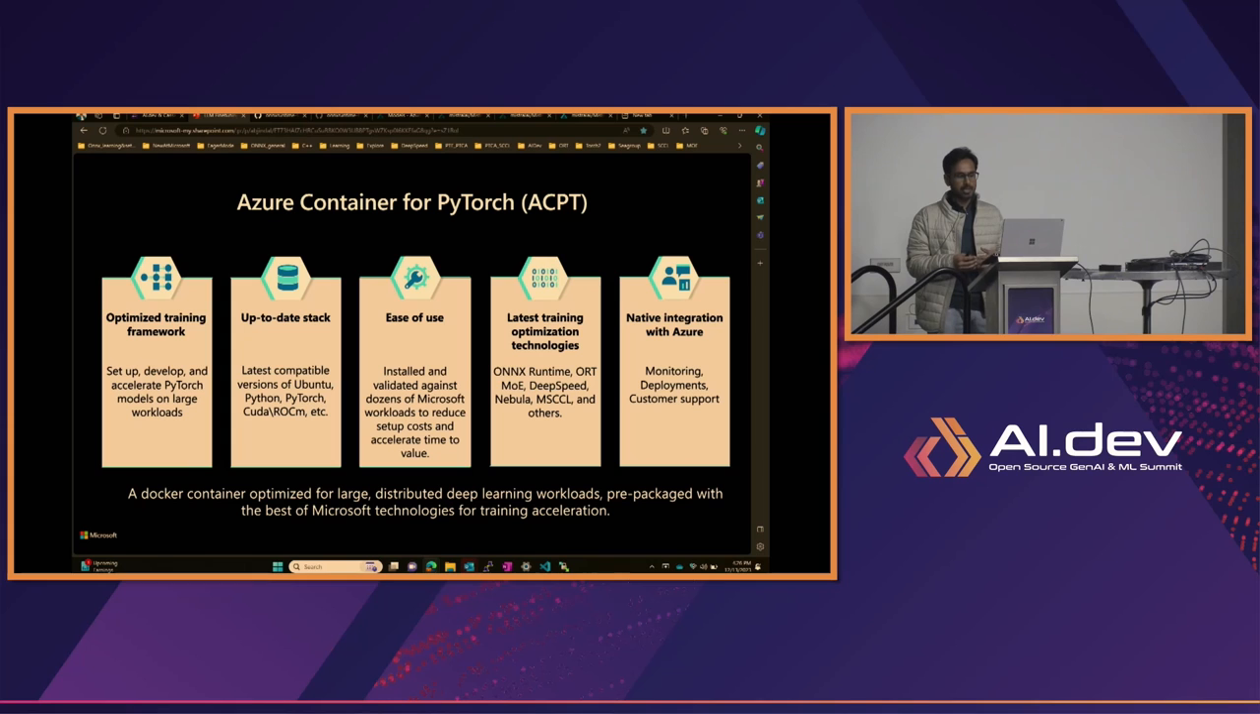It is very easy to use since you are taking an already validated environment which has already been tested on a number of workloads. We also include a lot of training optimization technologies, like we talked about ONNX Runtime, then ORT mixture of experts, DeepSpeed, Nebula checkpointing, and MSCCL, which is for communicating between different GPUs, and so on. So the benefit is you don't have to install these libraries and integrate them with your environment. You get everything tested out. It also supports integration with Azure, so you can directly download these images for your use case into Azure and directly use them. I'll show you an example of using ACPT in Azure later, but that's what it is.